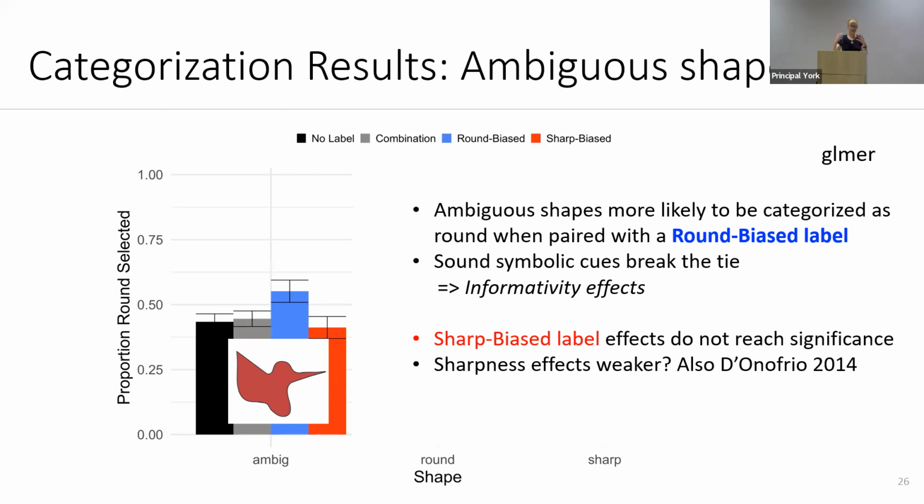This fits with the thinking that informative labels can help break the tie, nudge people in one direction or the other. What's interesting though, if you look at that red bar, that's when we gave people a sharp bias label, and that does not differ from the control conditions. So the sharp bias labels are not doing anything, whereas the round bias labels are able to push people in one direction versus the other. This is a very strong illustration of the asymmetry that D'Onofrio suggested in her work.